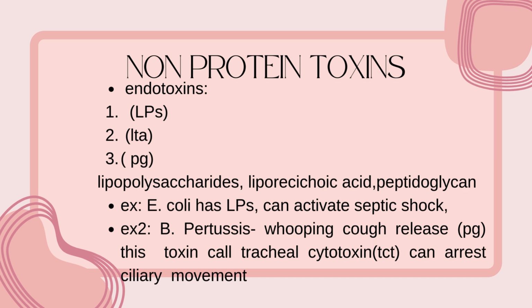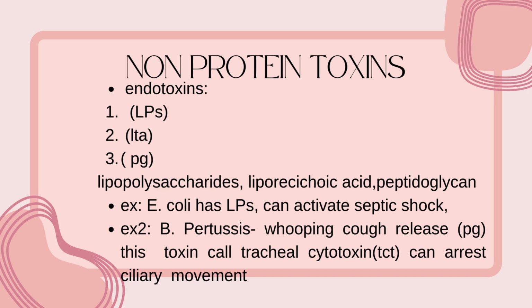Non-protein toxins, also called endotoxins. Endotoxins include lipopolysaccharides (LPS), lipoteichoic acid (LTA), and peptidoglycan (PG), which are components of bacterial cell walls. LPS, found in the outer membrane of gram-negative bacteria like Escherichia coli, leads to the production of pro-inflammatory cytokines. This response can escalate to septic shock.